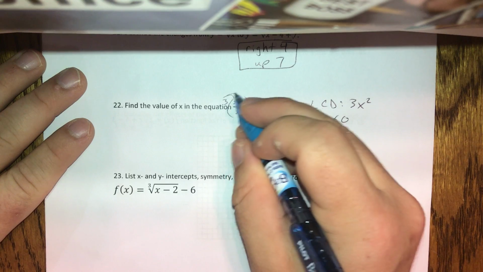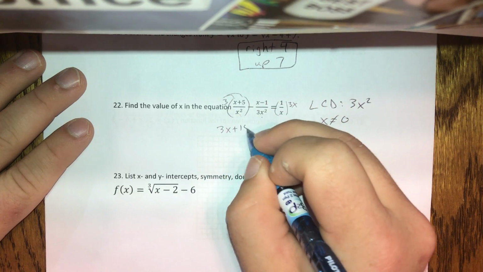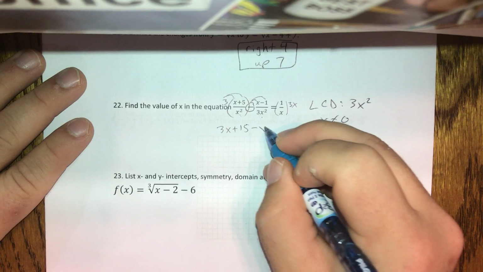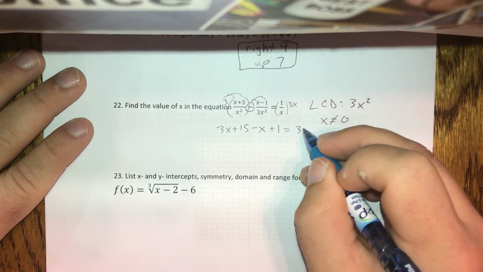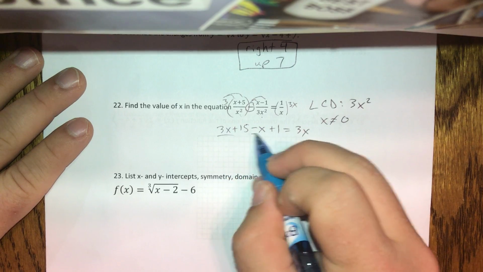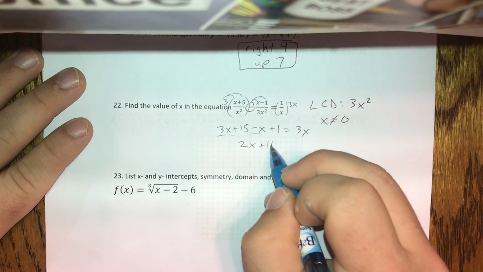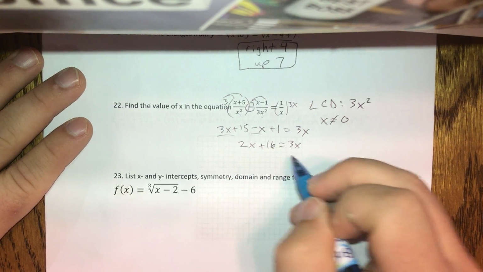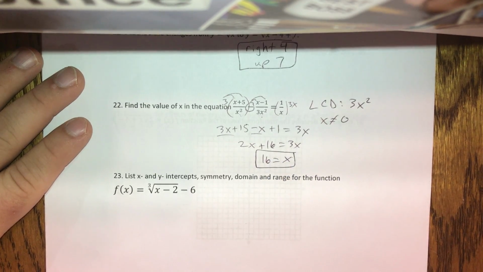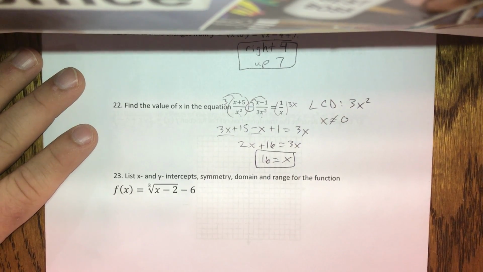So this is going to be 3x plus 15. We got a minus right here, which is going to change all my signs. So minus x plus 1 equals 3x. And so I'll combine like terms. That becomes 2x plus 16 equals 3x. Subtract the 2x over, and you get 16 equals x. And again, you can always check that if you wanted to.